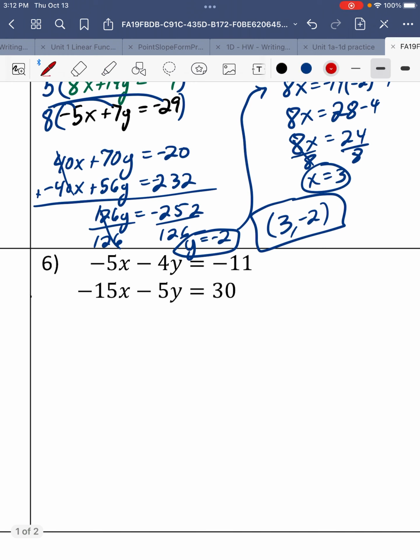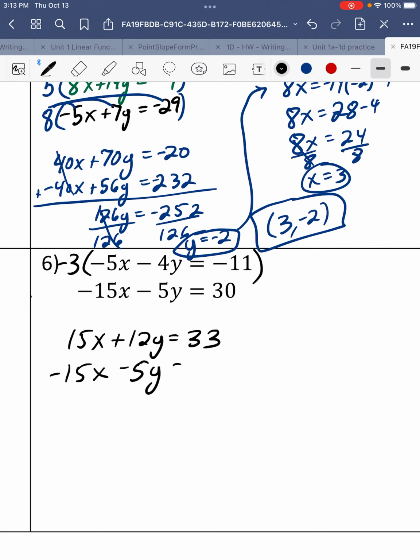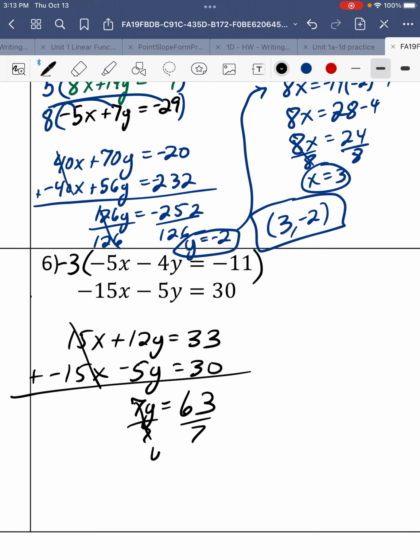Moving on to number 6. I'm going to eliminate the x's, multiply by negative 3. Add vertically, you get 12y plus negative 5y is 7y. 33 plus 30 is 63. Y is going to equal 9.